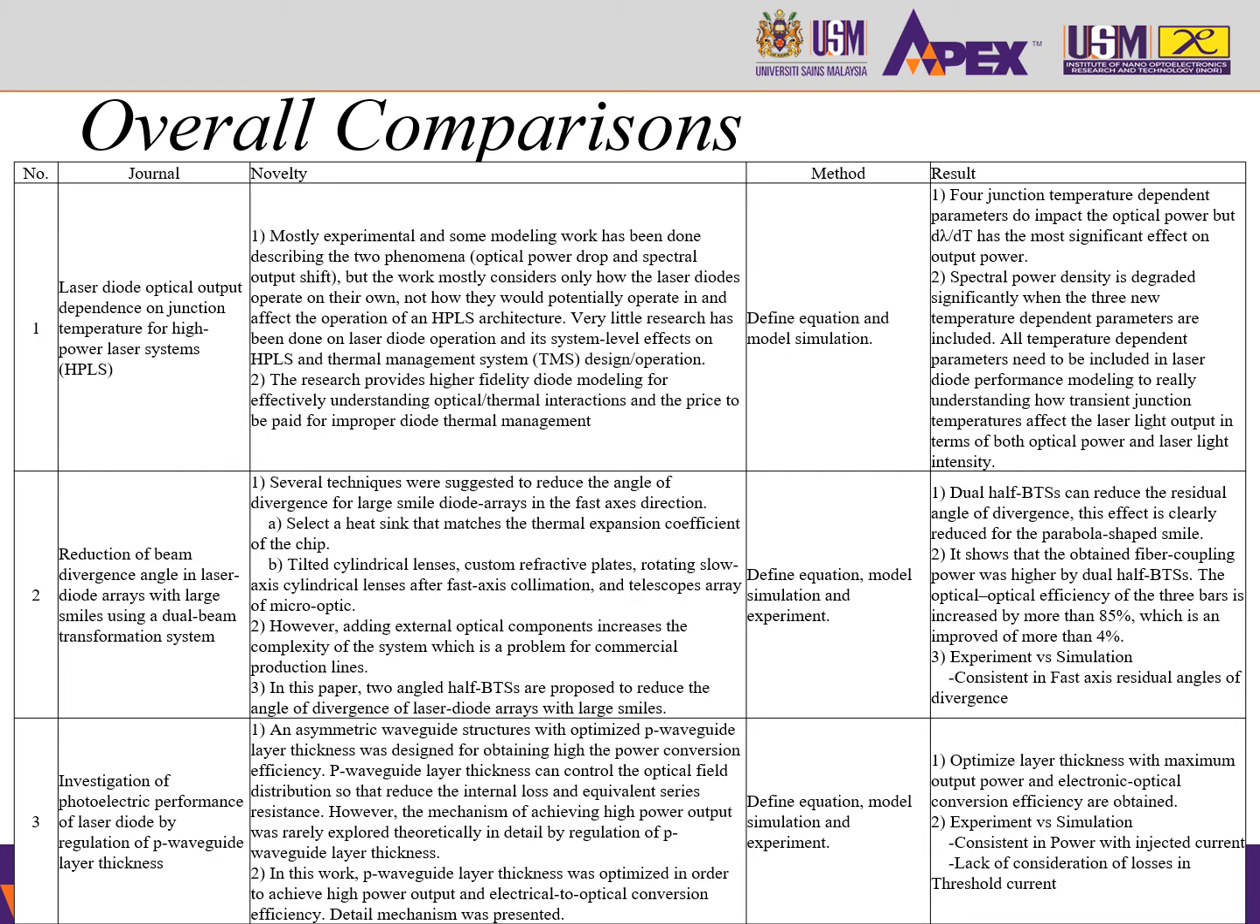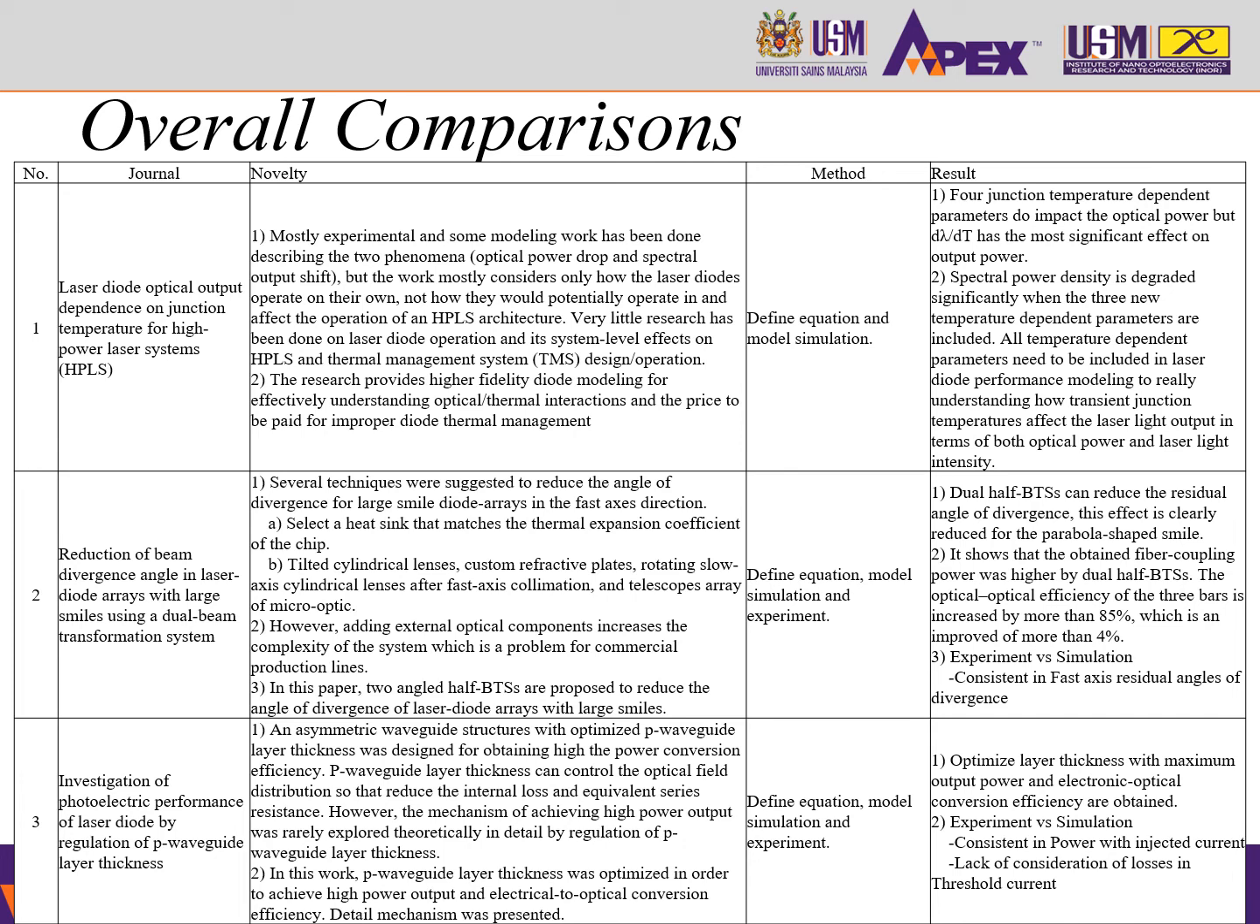But the mechanism of achieving high power output was rarely explored theoretically. So in this work, we study different types of layer thickness to find out which one is the most optimized to achieve the highest power output and conversion efficiency. So the detailed mechanism was presented in this paper.